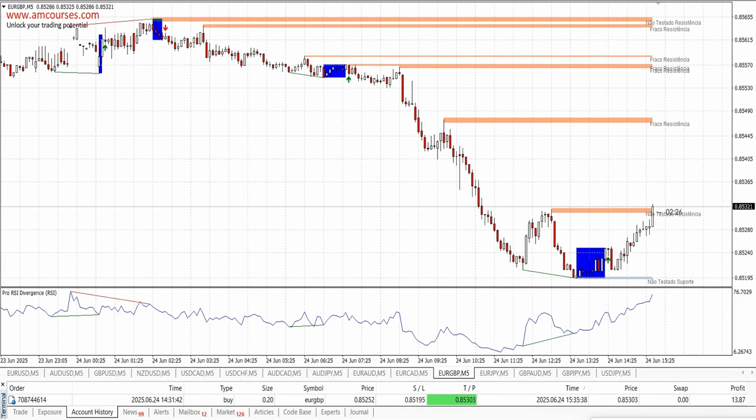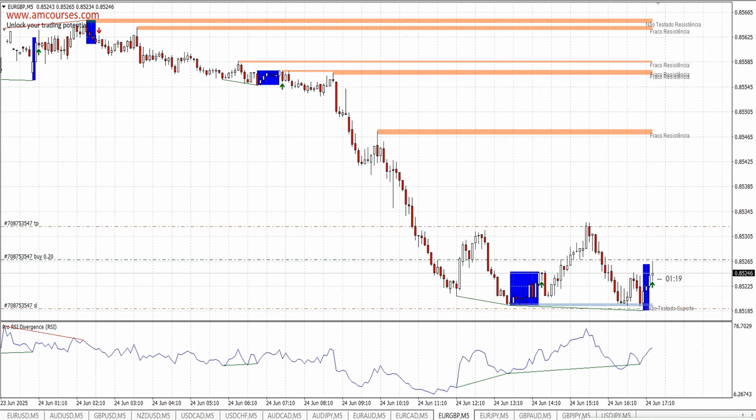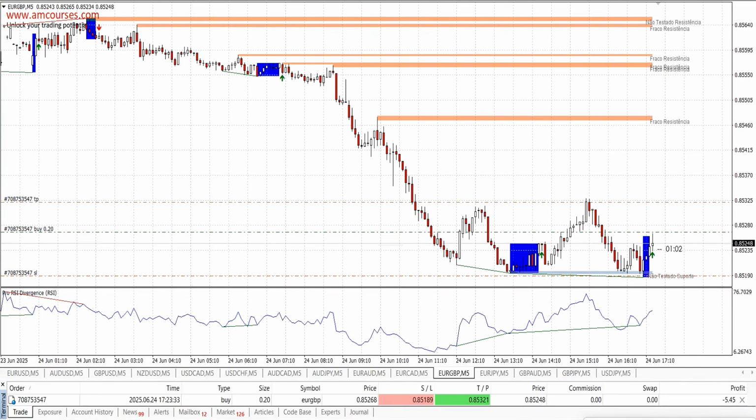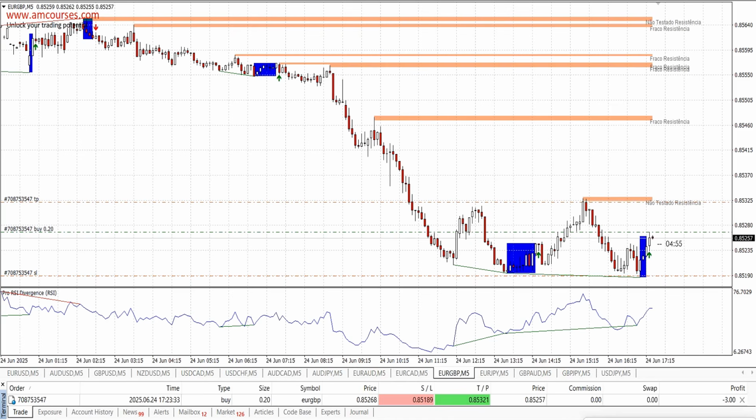We won this trade. Here I have taken a buy trade. Let's break it down step by step so you can understand the logic and learn from it. First, I noticed something important on the chart. Price was making lower lows, but at the same time, the RSI indicator was making higher lows. This is a clear sign of bullish RSI divergence, which often hints at a possible upward reversal.